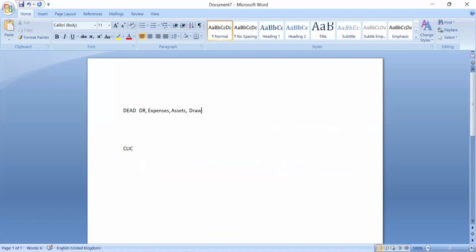D is the drawing. Whenever D increases, we do debit. When it decreases, the opposite of debit is credit. When we need to reduce our expenses, we do credit. Otherwise, we do debit. C is a credit. L is a liability. I is income. And C is a capital.